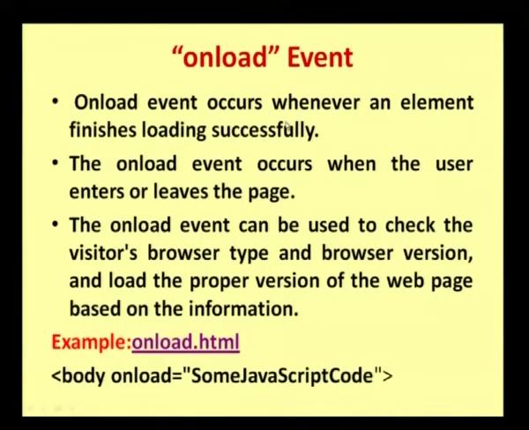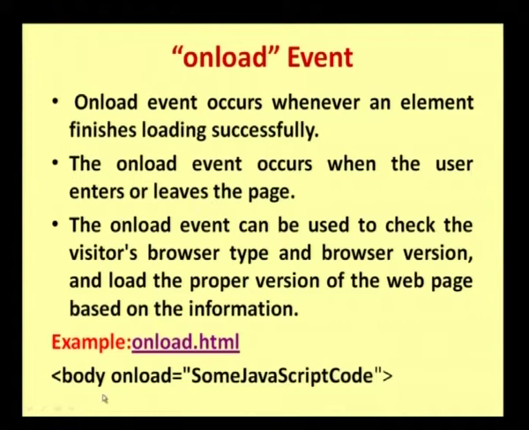The onload event occurs whenever the element finishes loading successfully, or it can also occur when the user enters or leaves the page, and it also gives meta information about the web page. The meta information includes checking the visitor's browser type and browser version, and loading the proper version of the web page based upon the information given in the script. These are the basic tasks of the onload event.